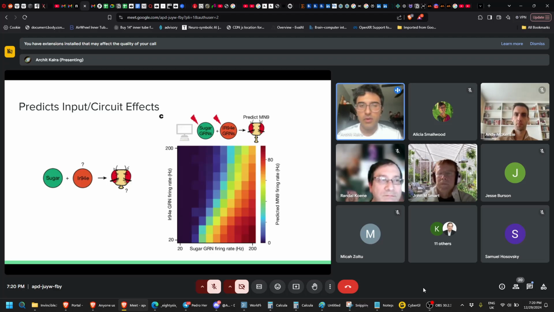IR94E is usually focused on low salt concentrations. And I think it's also been shown for some sort of mating purpose and, I think, male exposure. But the actual impact of this neuron's activation related to sugar gustatory receptor neurons was not known previously. And although it had been hypothesized that this was an excitatory, they created another heat map by doing different activations of these receptor neurons inside the computational model.